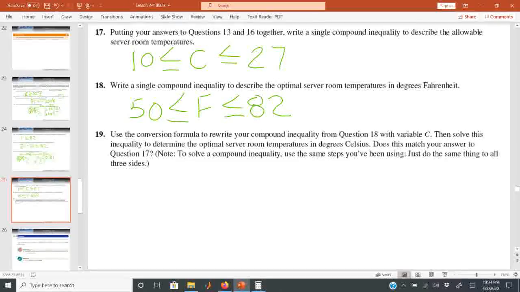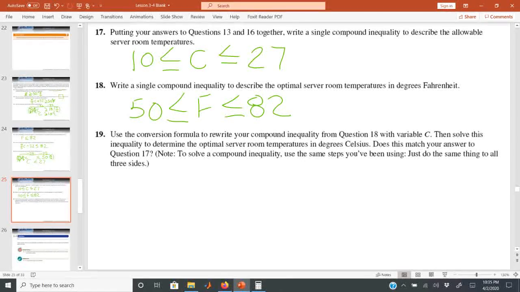Use the conversion formula to rewrite your compound inequality in question 18 with variable C. Then solve this inequality to determine the optimal server temperatures in degrees Celsius. Does this match your answer to question 17? They make a note to do a compound inequality. You have to do the same steps to all three parts of it. I don't know why they say sides, but I would say parts.